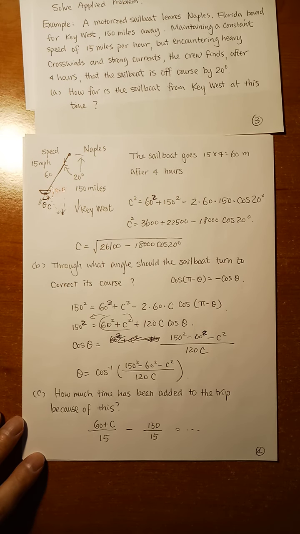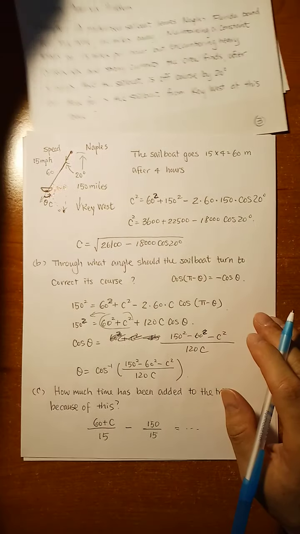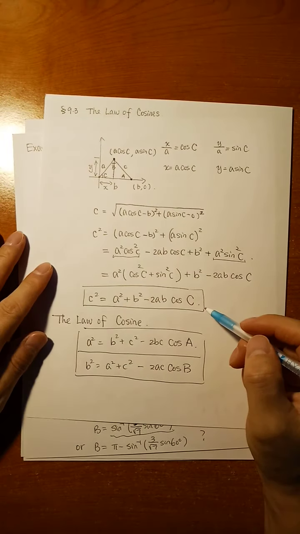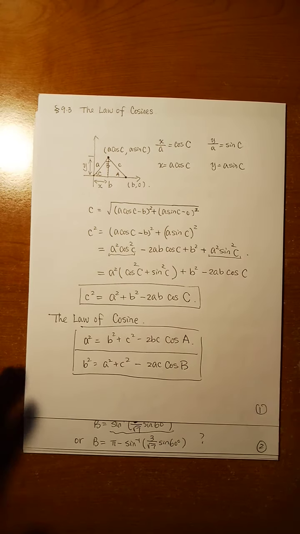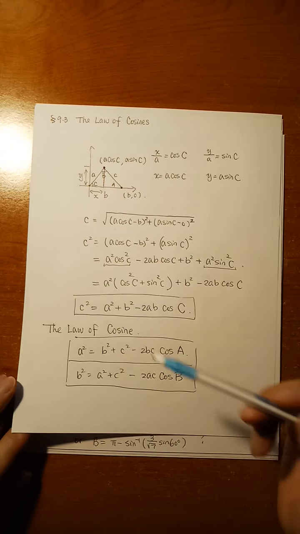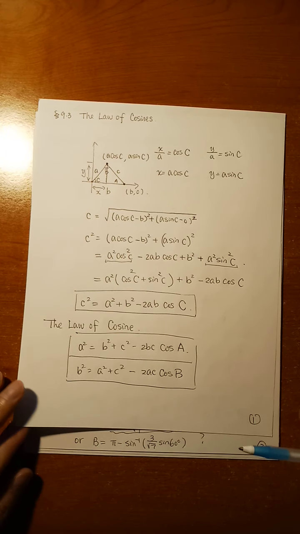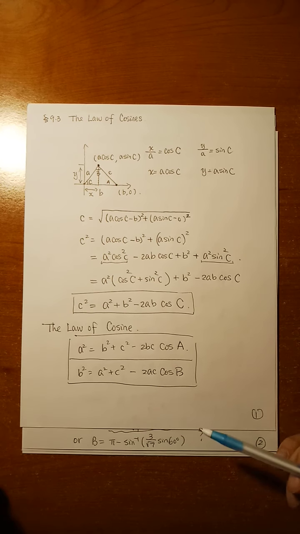Okay, so this is section 9.3. In section 9.3, you learned 3 formulas. The law of cosines is a perfect design for the SAS and SSS problems. Make sure you understand how to do those problems.